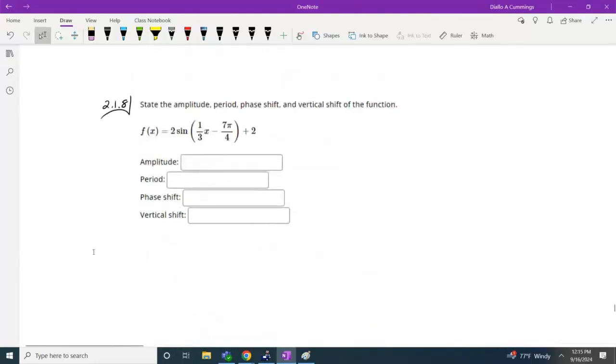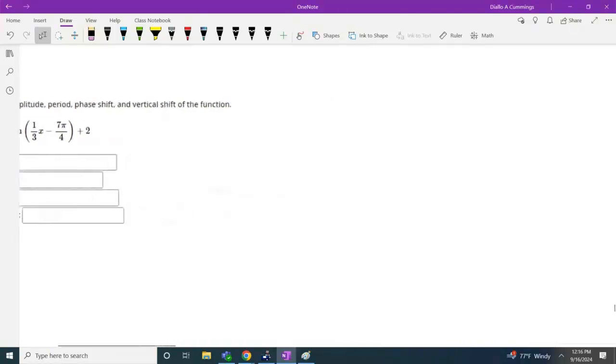All right, this is problem number 8. It says state the amplitude, period, phase shift, and vertical shift of the function. Now, this is a different model form than what we've been using. This model form actually has what's called a phase shift and a vertical shift. So let me just write out the model form.